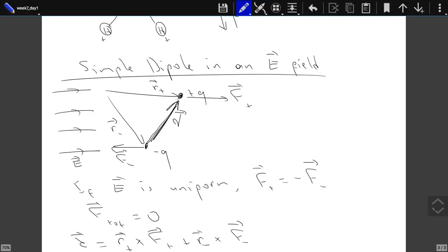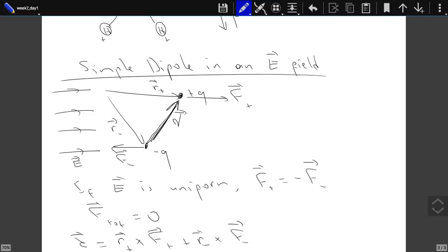Due to the electric field, the positive charge will feel a force in that direction, the negative charge in this direction. So this system will rotate clockwise. And if there is no friction, etc., the system will start to rotate. It will align with the electric field. When it aligns with the electric field, the torque will be 0. But nevertheless, it has an angular momentum, so it will keep rotating. So it will have such an orientation.